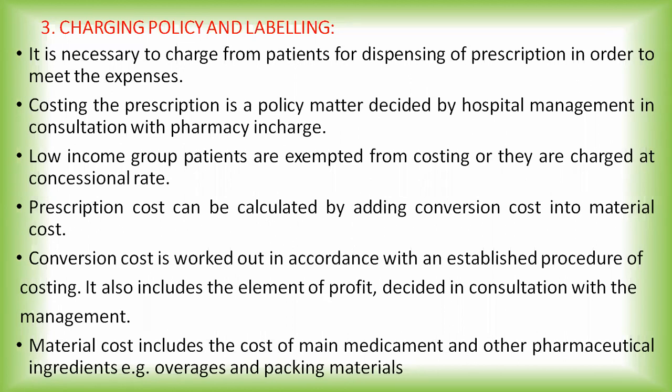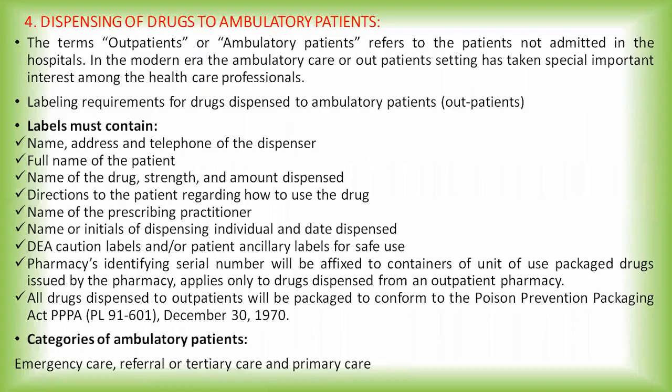Then prescription cost can be calculated by adding conversion cost into material cost. So what cost has to be kept? Material cost is the one at what cost the material will be purchased. Conversion cost is the one how much technician, how much administrative staff, how much physician, pharmacist, how much nursing staff are required, and according to that the cost of the drug is then decided. Okay, so this is what is the charging policy and labeling.